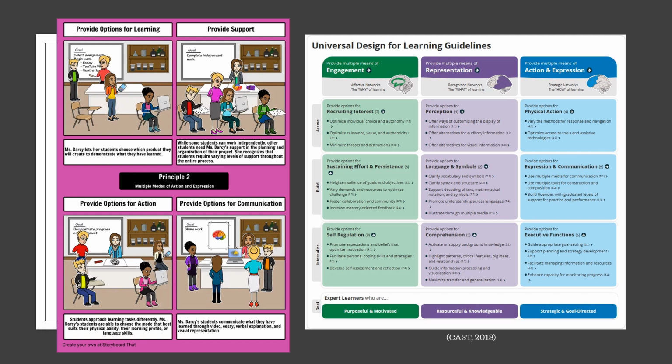here is sitting. This student is choosing to be on a laptop. This student is up doing something, and this student is working with some sort of manipulable at the table. So if you see here, it says students approach learning tasks differently. Ms. Darcy's students are able to choose the mode that best suits their physical ability, their learning profile, or language skills. And we can very clearly see that in this scenario with the visual and the text. So that's just one example of many.